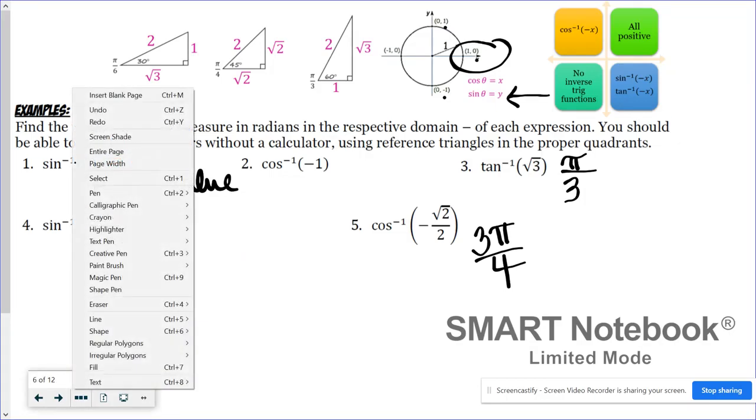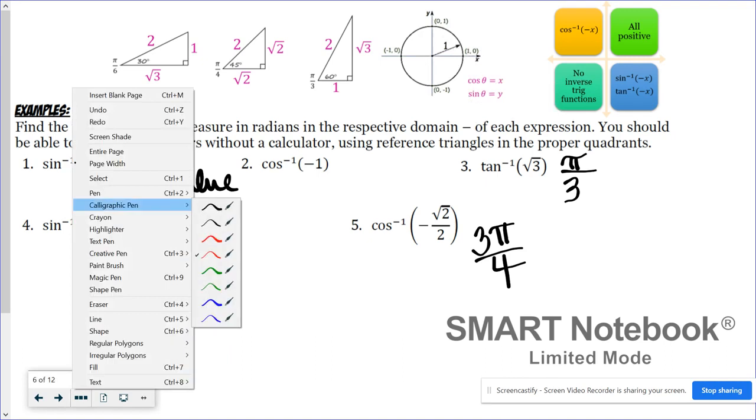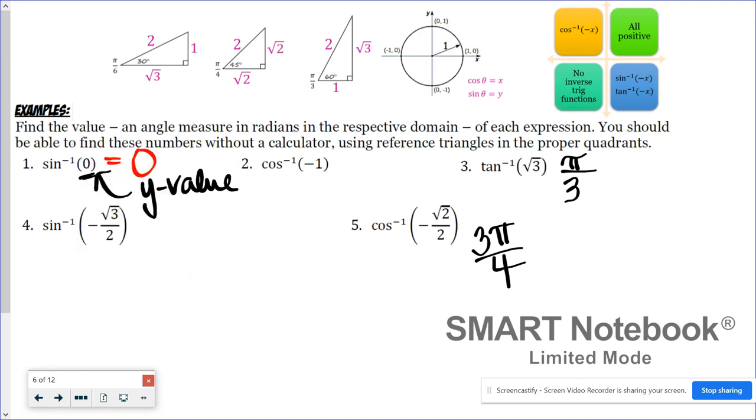Okay, so let's try another one. Another quadrantal problem. Problem 2 is asking about inverse cosine of -1. So -1 alerts me to my unit circle. Cosine is represented by the x values on my unit circle. Inverse cosine happens in quadrants 1 and 2. So that's where I want to look for this.